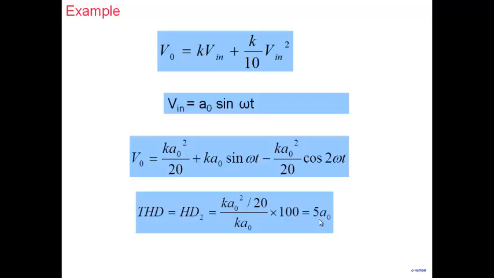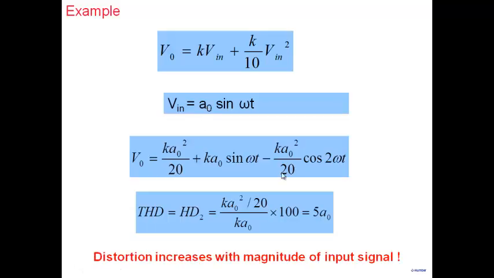So what you realize is that the total harmonic distortion depends on the amplitude of the input that you apply here. And that's an important point. Distortion increases with the magnitude of input voltage in general. Now, as you increase the input voltage, obviously the output voltage is also increasing. So another way of saying it is that distortion increases with the output voltage. The higher the output voltage, the larger in general the distortion.